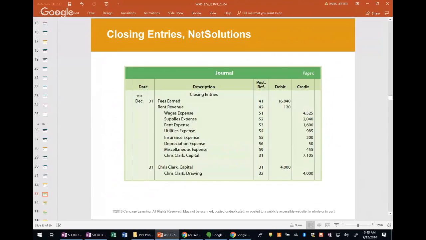Here, we debit our revenue to give a zero balance. We credit our expenses. The difference goes to capital. We debit our capital, credit draw. Two closing entries. And that is new in this chapter. We'll work on it next week after we look at your test grade.